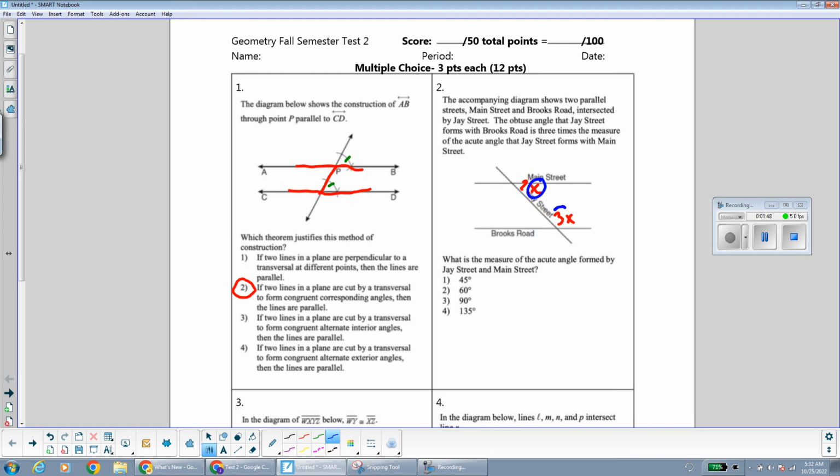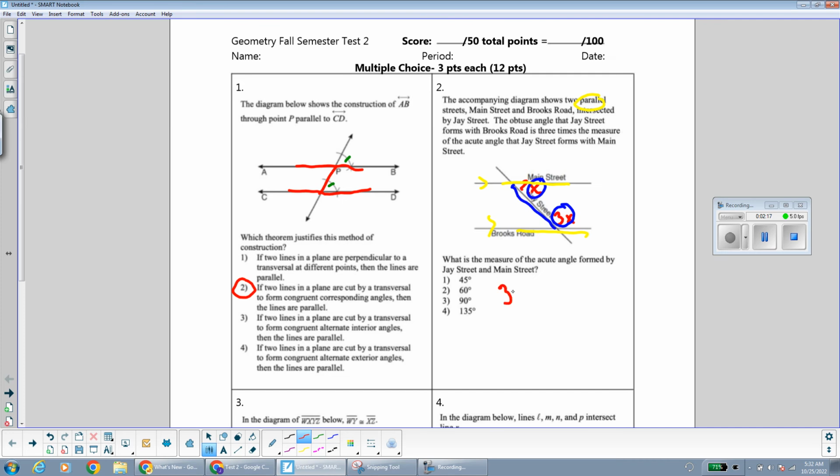These two angles over here are on the same side of the transversal, and they're inside the parallel lines. We do know that the lines are parallel from the question. Since they are inside the lines and on the same side of the transversal, they are same side interior angles. And same side interior angles are supplementary.